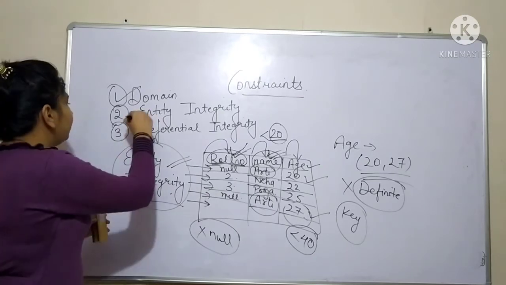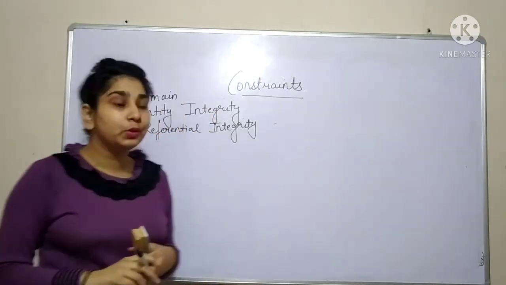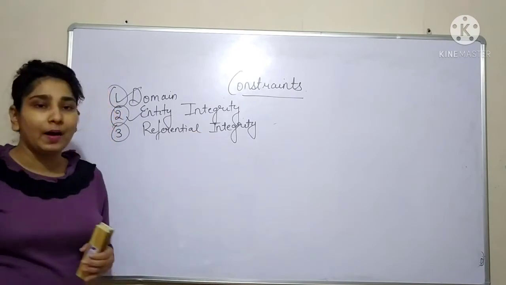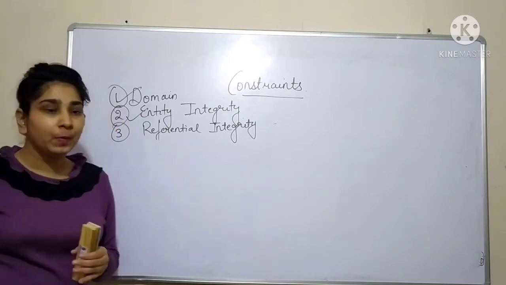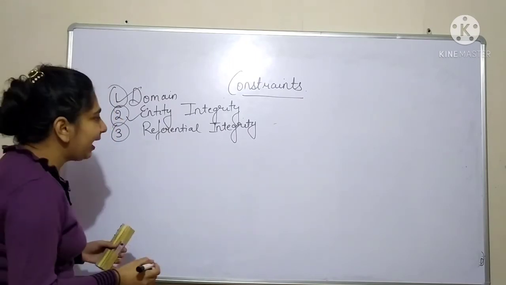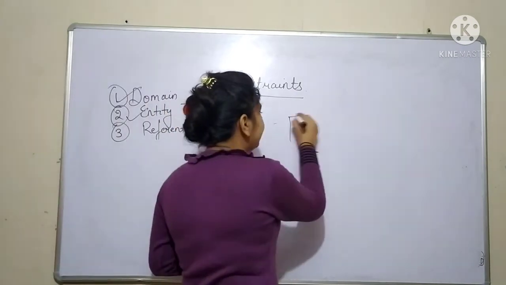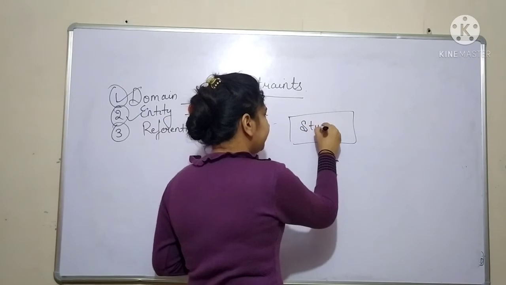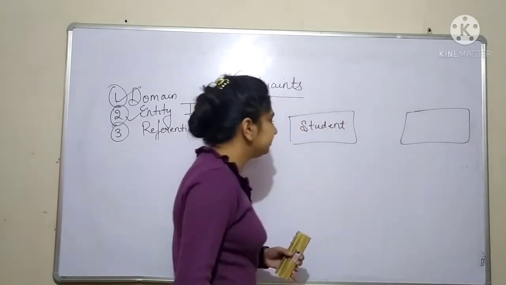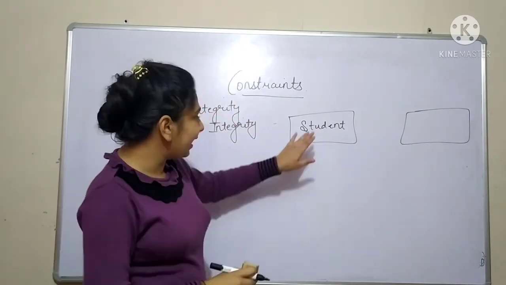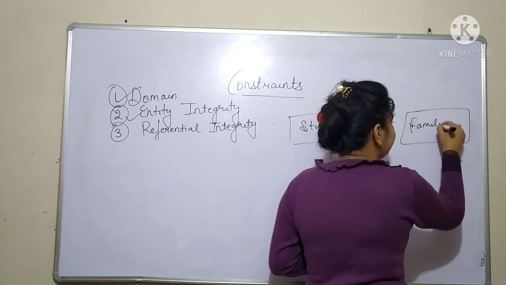Now let me tell you what is referential integrity constraint. Let's discuss it. Let's suppose we have two entities present. We have one entity as student and we have one entity as family details.